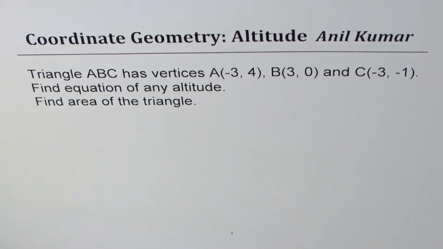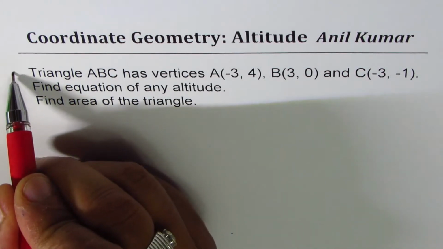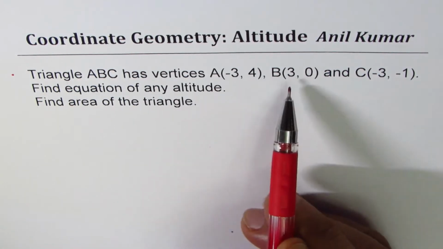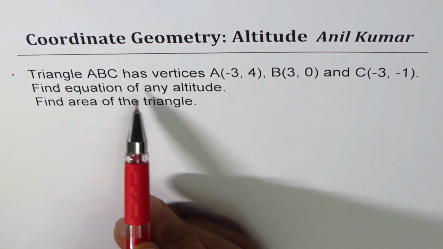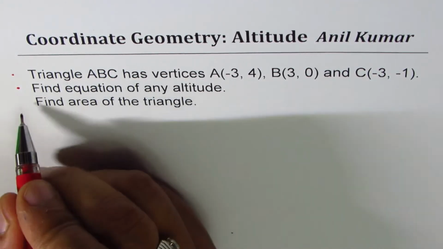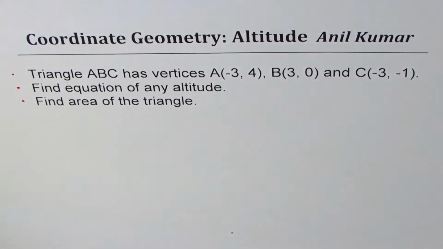In this list of videos, I'm going to share a couple of videos to understand how to find the altitude of a triangle and then the area of the triangle, right? So we'll work with questions which are very similar to this. As mentioned here, triangle ABC has vertices A, B, and C. Find the equation for any altitude and find the area of the triangle. So these are three parts which we have to look into.